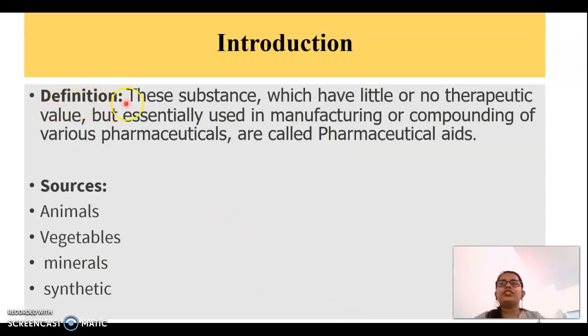Introduction. So the definition of pharmaceutical aids is: substances which have little or no therapeutic value but are essentially used in manufacturing and the compounding of various pharmaceuticals are known as pharmaceutical aids. Like in pharmaceutics we are using the excipients. In the same way, pharmaceutical aids are also used for the manufacturing and compounding of various pharmaceutical pastes, jellies that we are going to study. The sources of pharmaceutical aids are different sources like animals, vegetables, minerals and the synthetic sources.